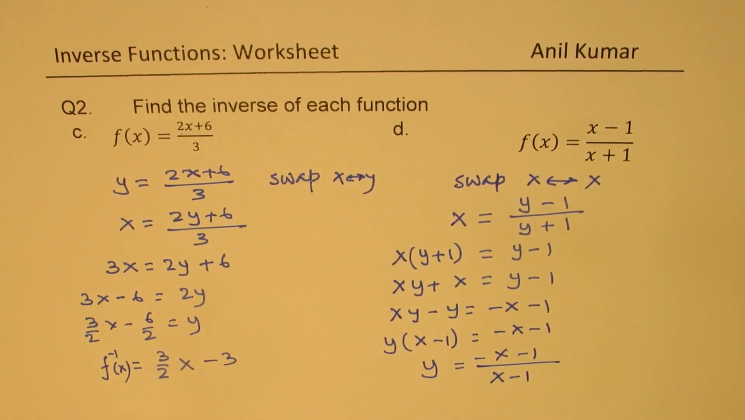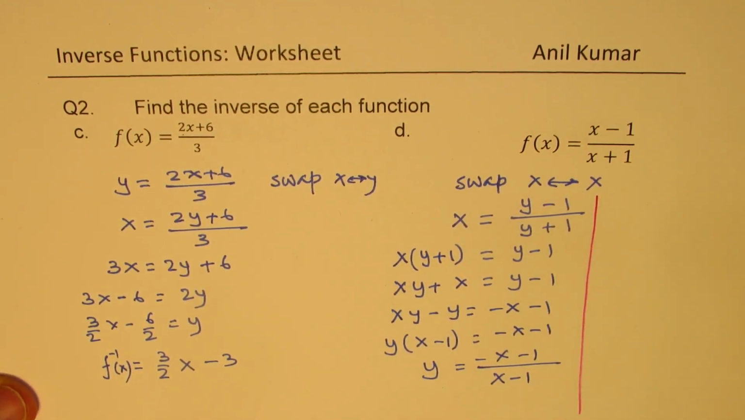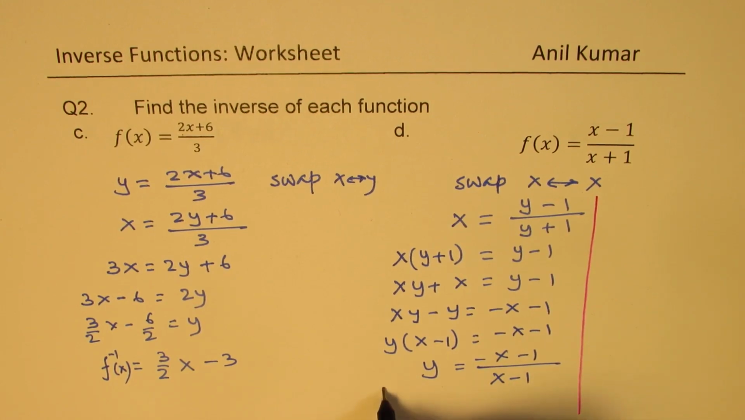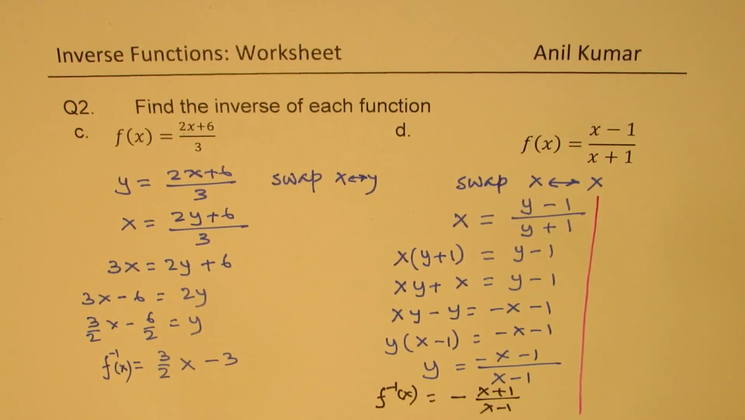Is that clear? And therefore, we can write its inverse as f inverse x equals. Now you can write it in different ways. We can take minus common and we can write minus x plus 1 over x minus 1, right? We can do that. So that could be the inverse of this given function, right?